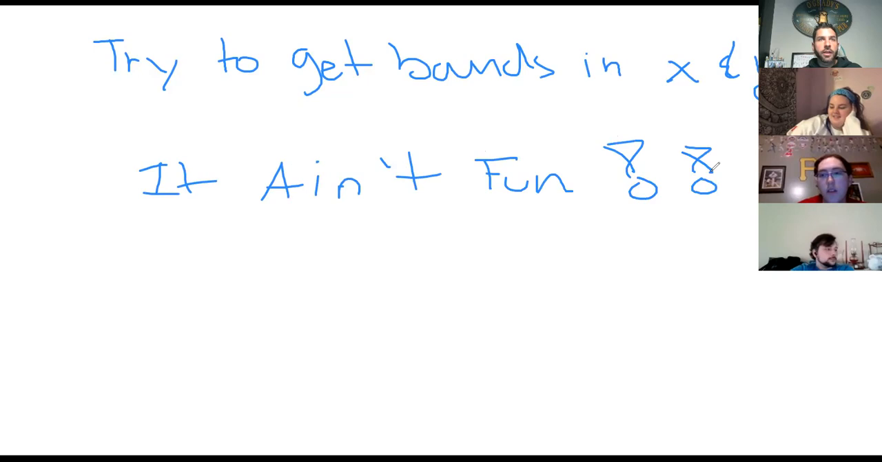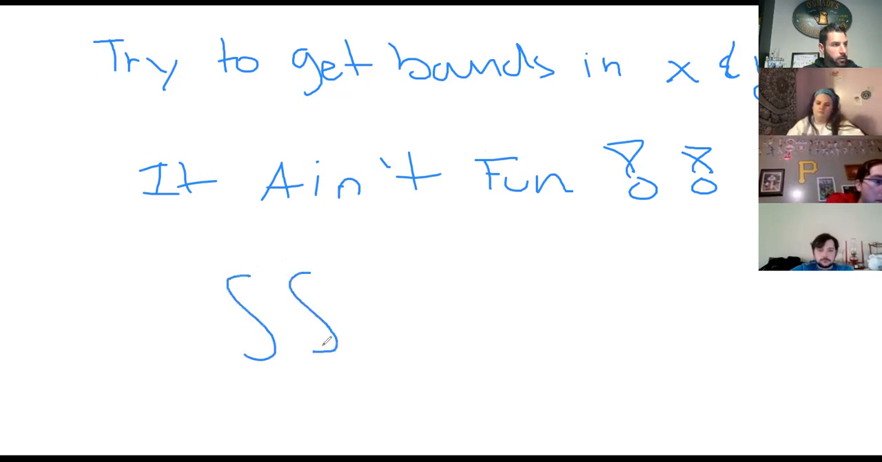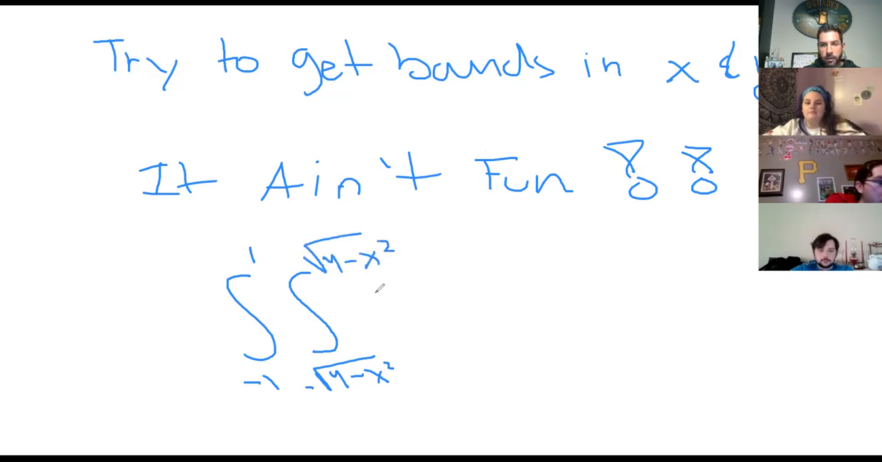Well, what I'm saying is, think about it. If you fix x and ask where the y range is, then you have your bounds. Just to give you a precursor, you're going to have -1 to 1, and then down here you're going to have the negative square root of 4 minus x squared, and this one is going to be the positive square root of 4 minus x squared. And then this is going to be e to the x squared plus y squared, and then it's dx dy.